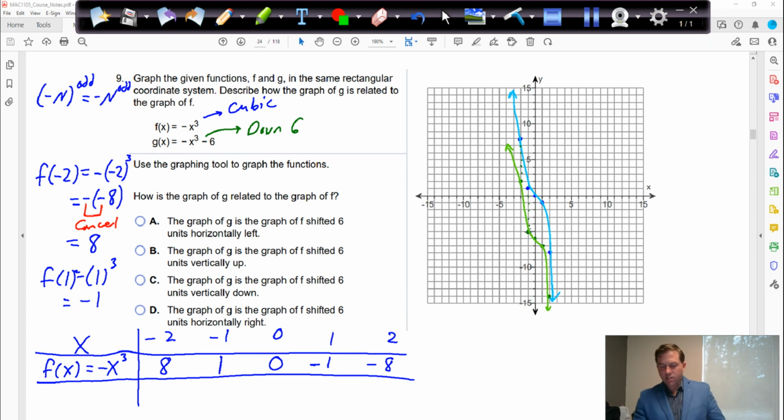So it's kind of hard to see with the curve, but if you were to shift this blue line down 6, it would match up exactly with the green. And so we have to answer this again. We took it vertically down by 6. So G is F, just shifted down 6.